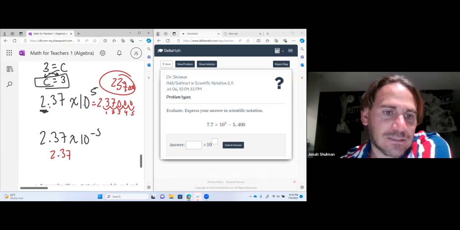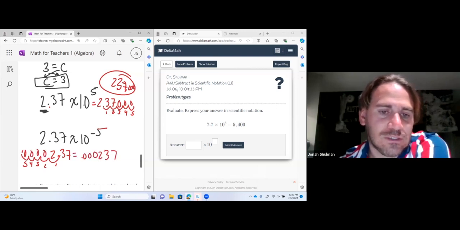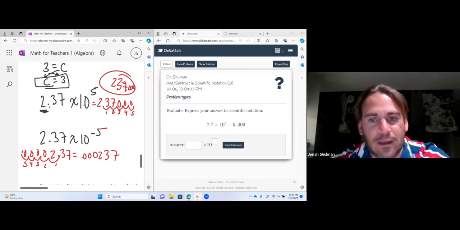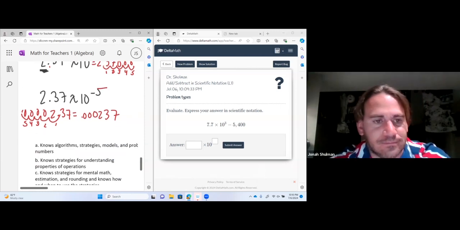This is minus 5, so 2.37. Now I've got to walk it back because it's small, because that's negative, right? So 1, 2, 3, 4, 5. Dot 1, 2, 3, 4. So your answer is 0.000237. All right, so let's look at ours.